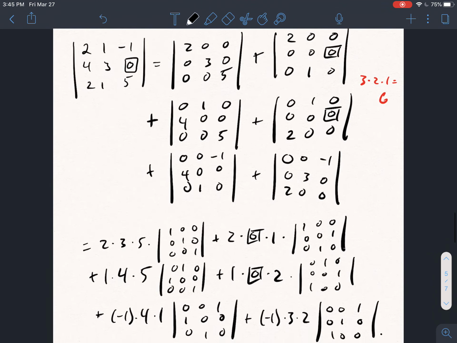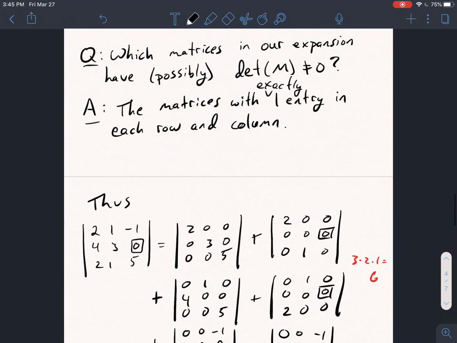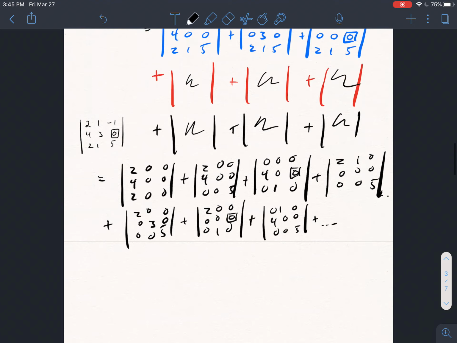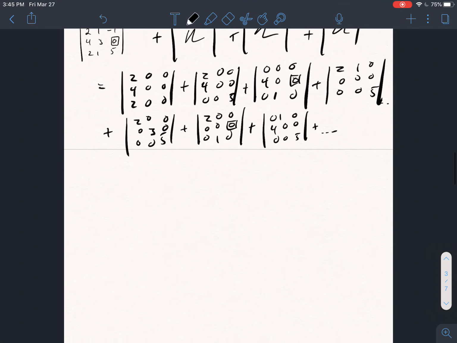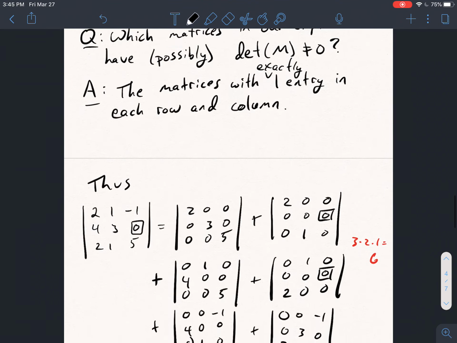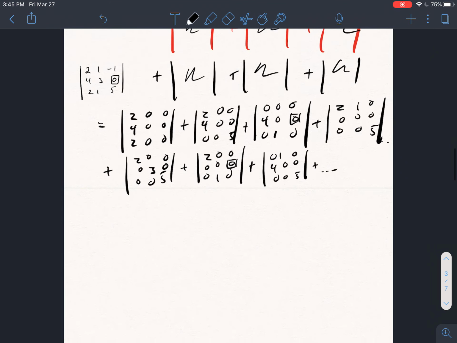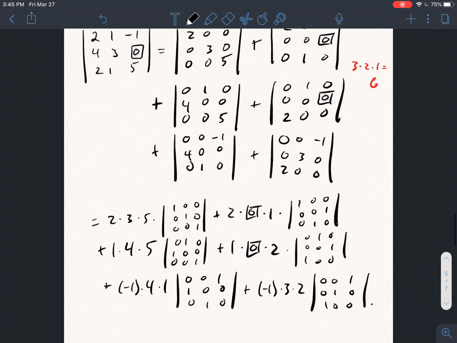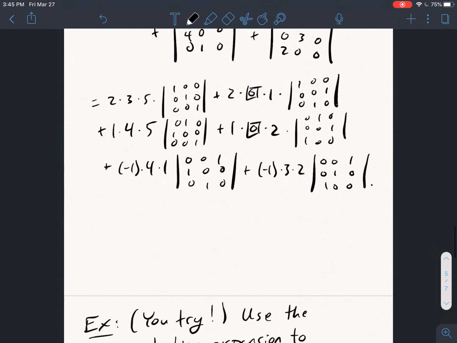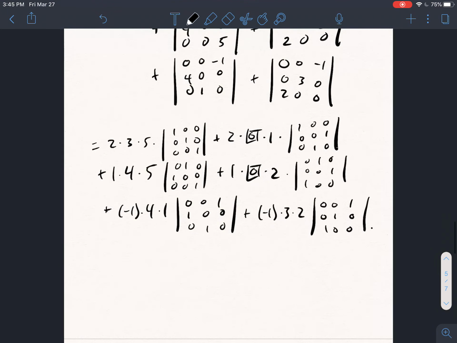Okay. Am I happy with that? This is the right matrix. I just want to make sure I have the right matrix: 2, 1, negative 1, 4, 3, box 0, 2, 1, 5. Cool. Okay, everything looks good here.